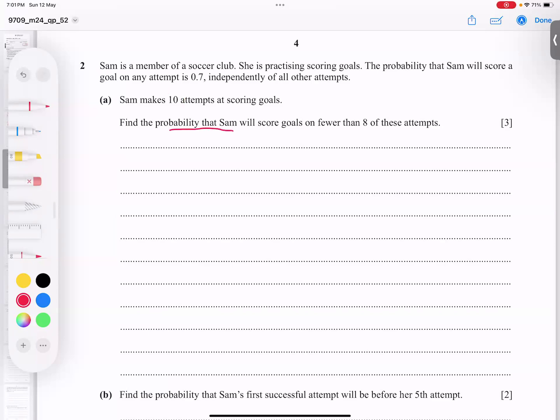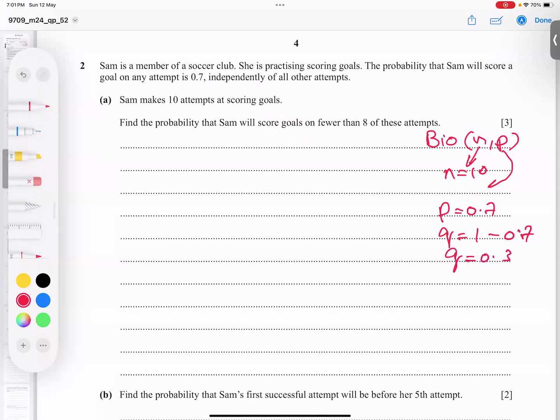The probability Sam will score goals on fewer than 8 of her attempts. So now whenever n is given, total attempt is given, 100% it is a topic of binomial. And the binomial formula is nCr, basically what is n? n is called total attempts, which is 10 here. And p is the probability of the favor, because he talks about scoring goals and the scoring goal probability is 0.7. So p becomes 0.7 and q is naturally 1 minus that. Okay, and q becomes 0.3.